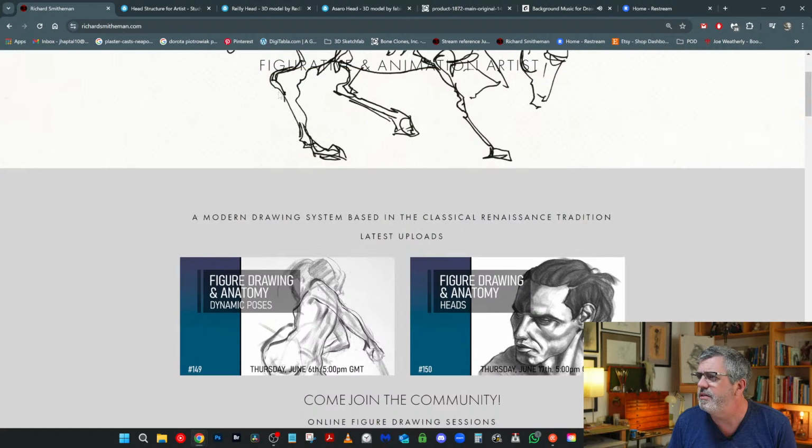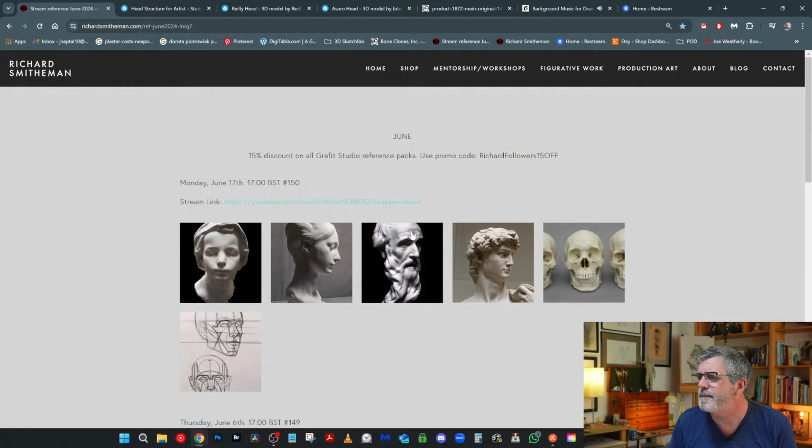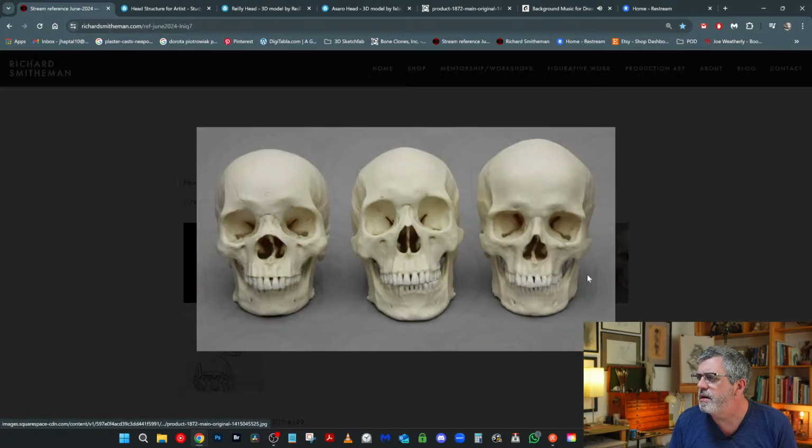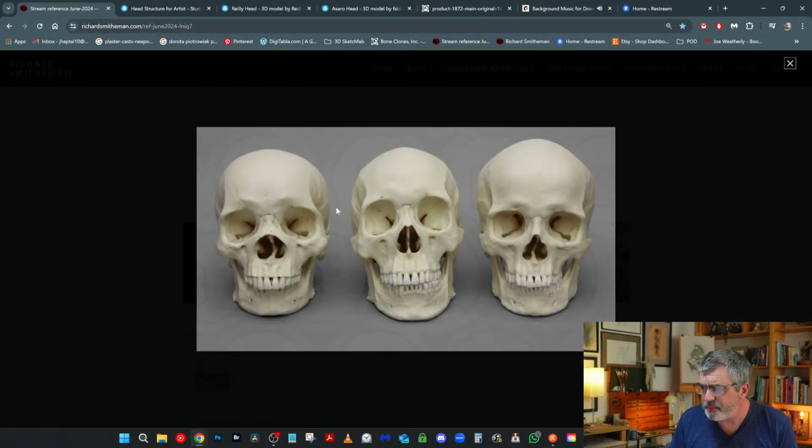Let me just show you guys something that I was looking at. There we go. Okay, here we have three skulls. On the left, I believe it goes in order of basically African, Asian, and then West European, right? Caucasian, let's say.